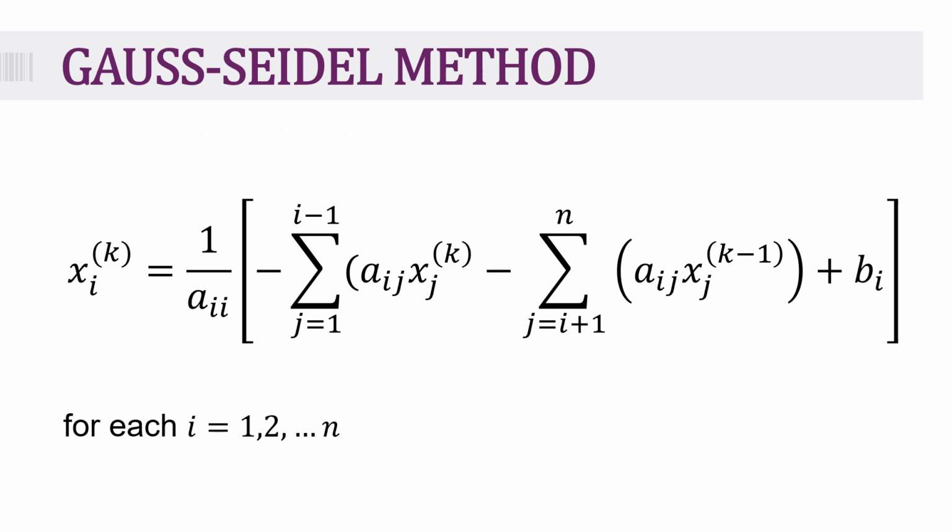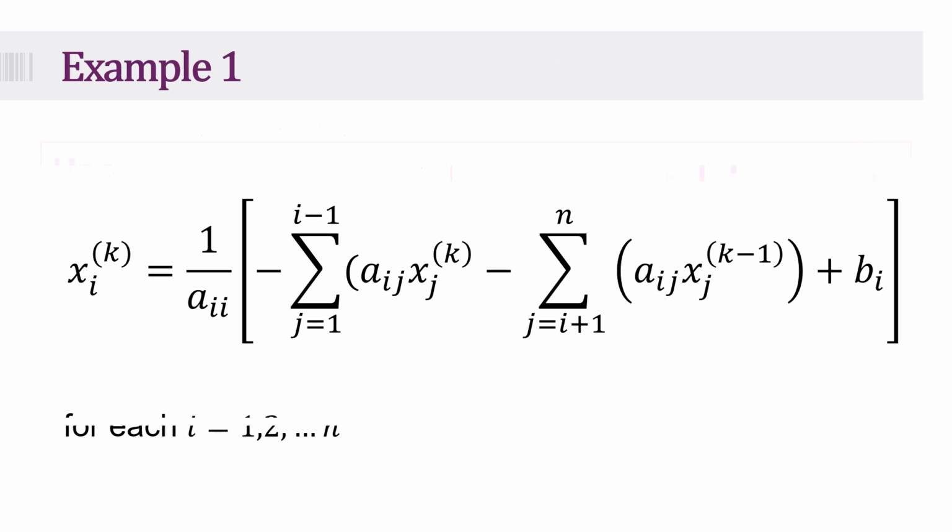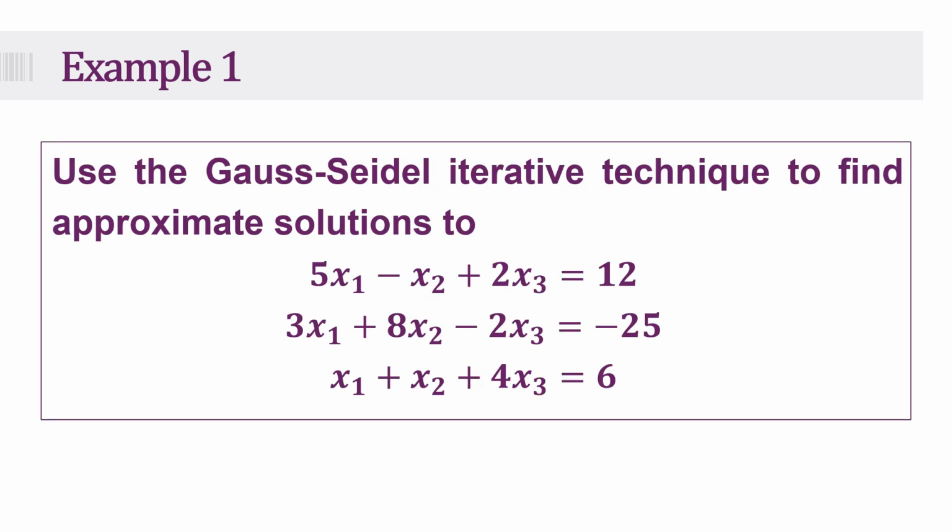So para i-illustrate ang Gauss Seidel method, let's have the following examples. So use the Gauss Seidel iterative technique to find approximate solutions to 5x sub 1 minus x sub 2 plus 2x sub 3 equals 12. 3x sub 1 plus 8x sub 2 minus 2x sub 3 equals negative 25. x sub 1 plus x sub 2 plus 4x sub 3 equals 6.